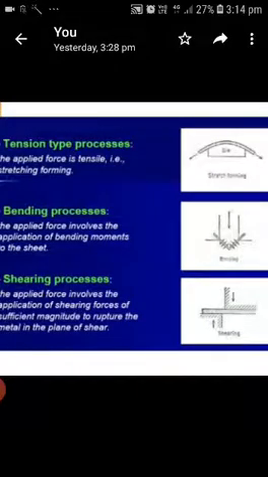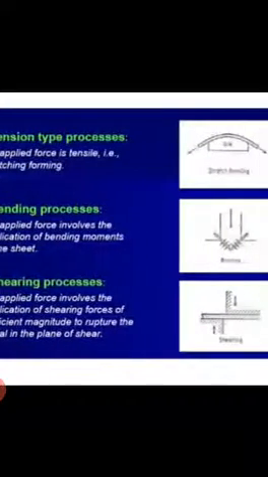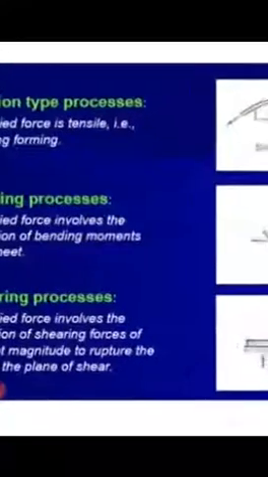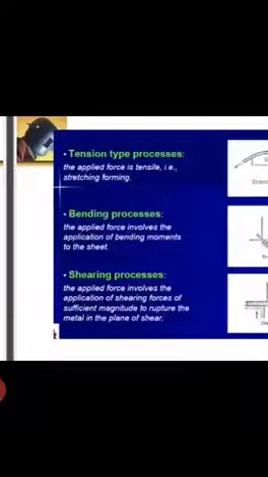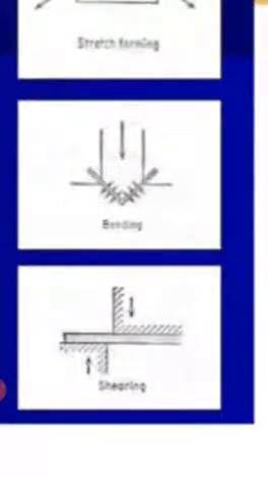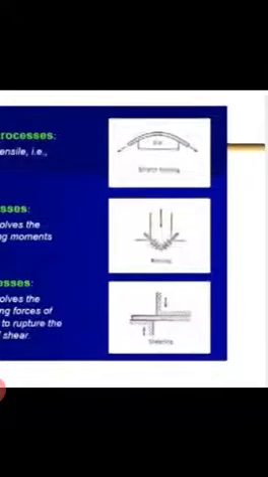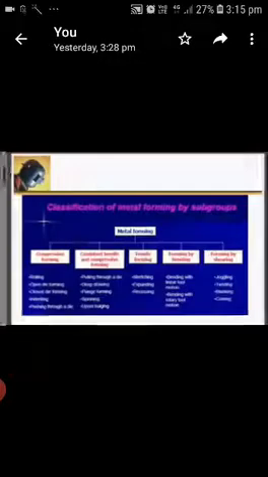The next one is the bending process. In this type of process, the bending movement is applied to sheet metal work, especially with the use of die and punch. Based on the bending force, the sheet deforms and takes the required shape. Then shearing. In this process, the application of shear force is used to rupture the metal in the plane of shearing, and the blanking process falls under this category. Blanking and shearing come under this part.